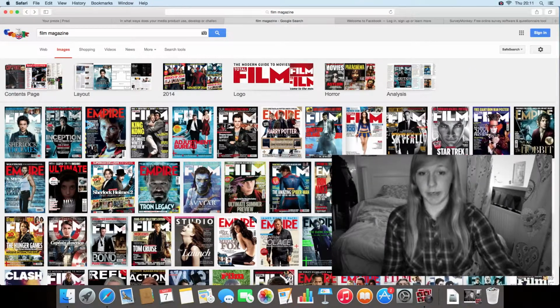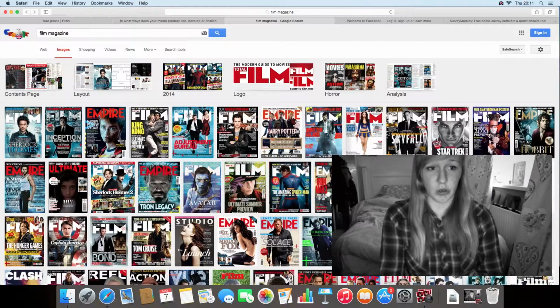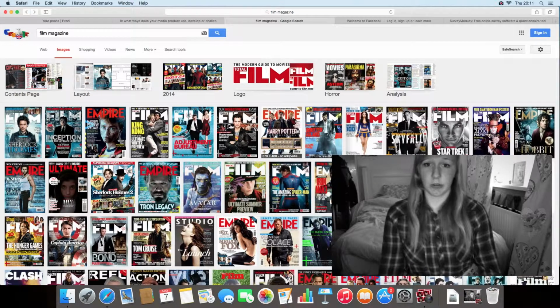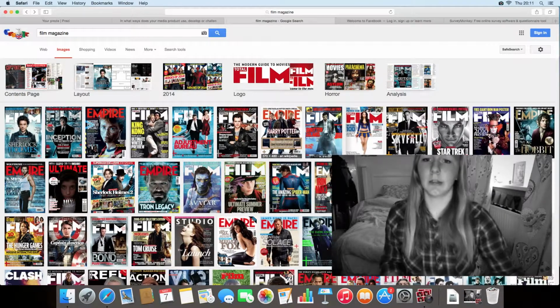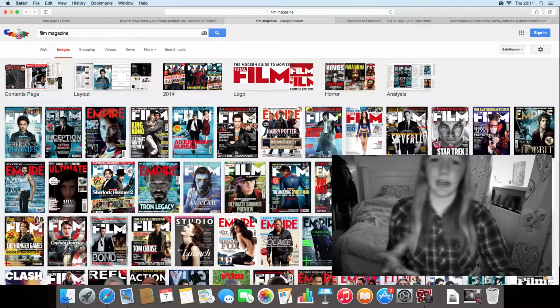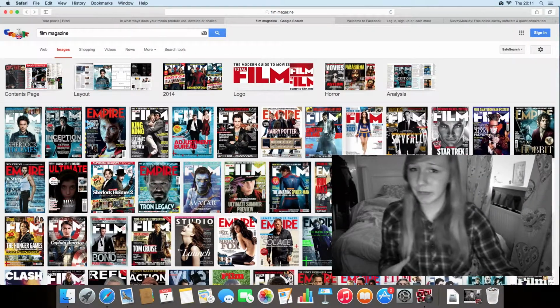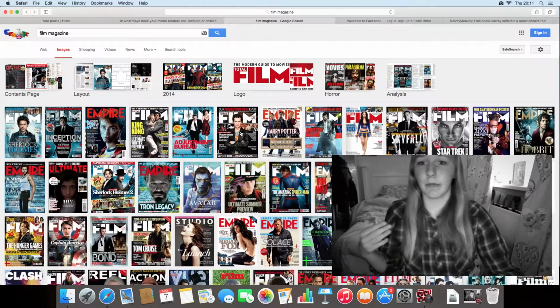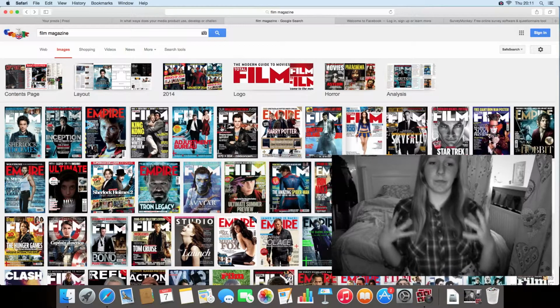Once again, I was looking for the conventions of current media products, in this case, film magazines, to identify things such as the masthead always being at the top. It creates brand identity.